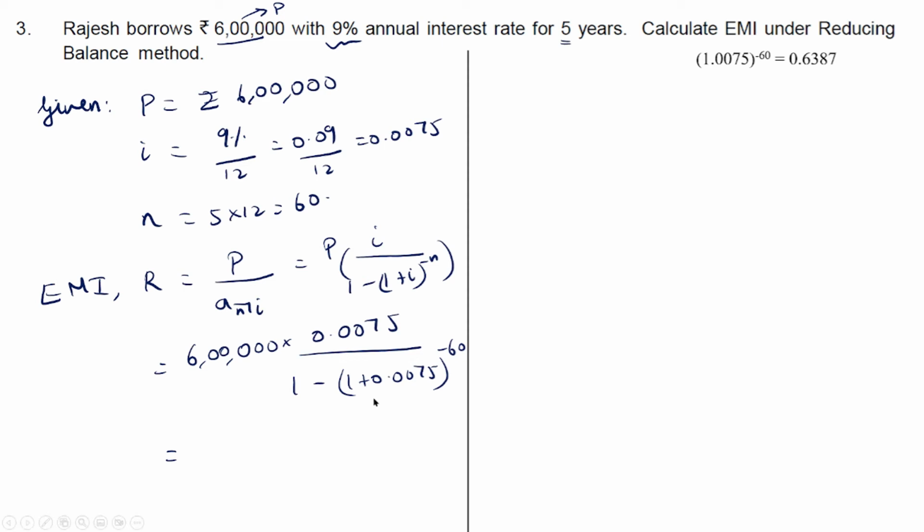Now 6 lakhs into 0.0075 is 4,500, upon 1 minus 0.6387. Here 1.0075 whole raised to minus 60 is 0.6387.